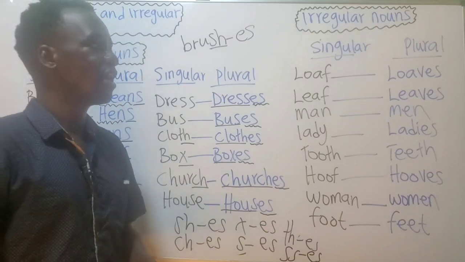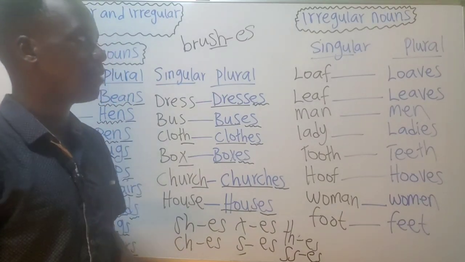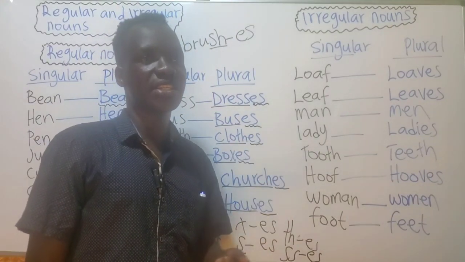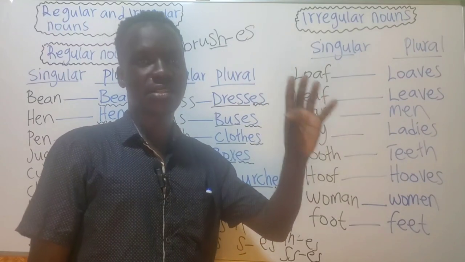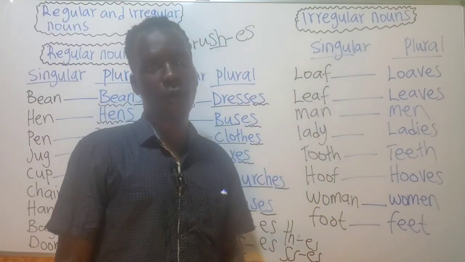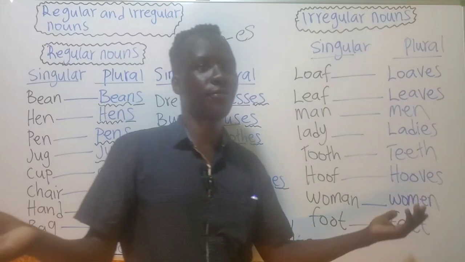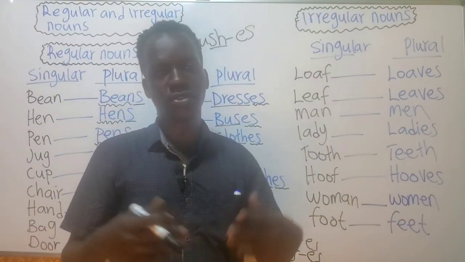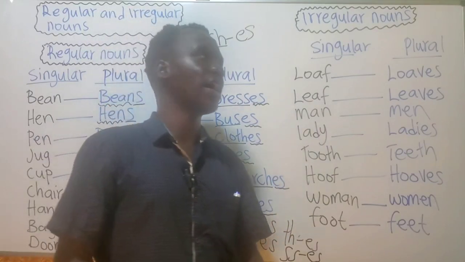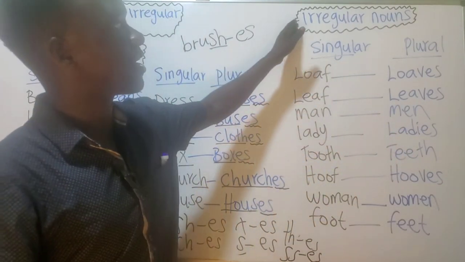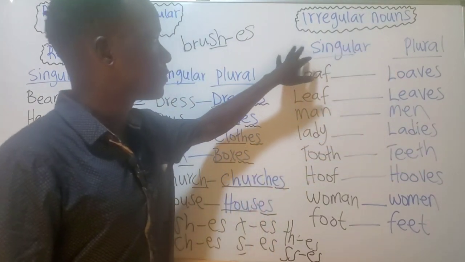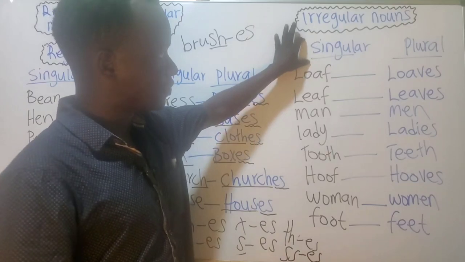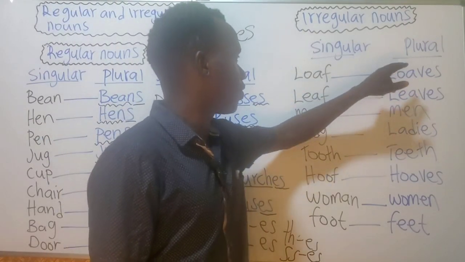Yes, so now let us go to irregular verbs. What are irregular verbs? These are words that change when they turn into a plural form, okay? In singular form, it sounds different. In plural form, it also sounds different. Now, let us look at them, okay? We have irregular nouns, actually not verbs, nouns, okay? We have singular and plural, okay?